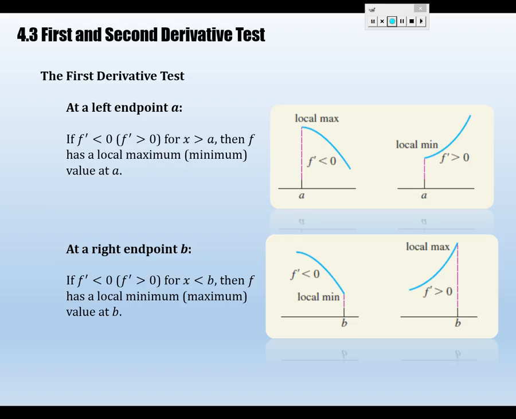If f prime is less than 0, that means it's decreasing. If we're decreasing away from a left endpoint, that means that must have been a maximum. Or if we're increasing away from a left endpoint, then that endpoint must have been a minimum. And so those 4 things are the other little endpoint cases that could happen.